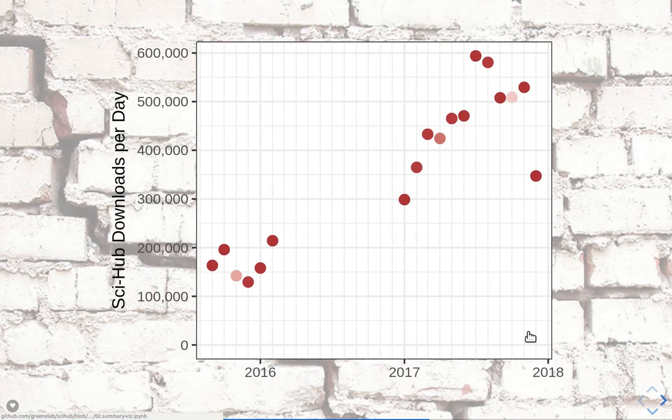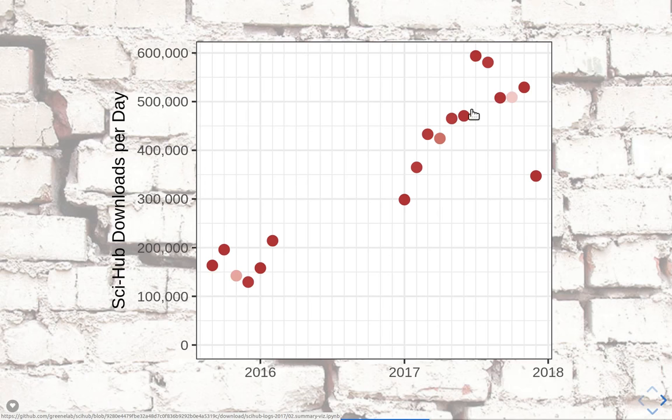Now here what we're looking at is average Sci-Hub downloads per day based on these logs. And this is for the months for which we have available data. You can see in 2016, it was about 150,000 downloads per day. This was back when Elsevier won its suit or got its temporary injunction. And then now in 2017, most months had downloads around 500,000 articles per day.